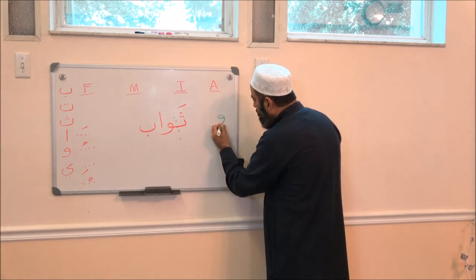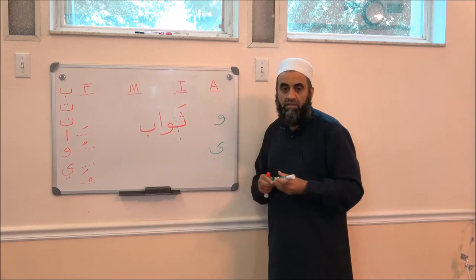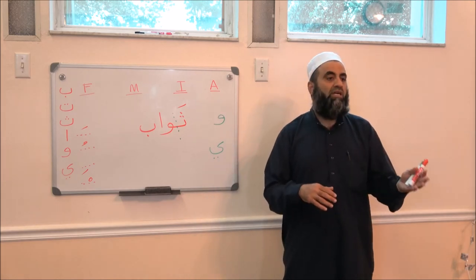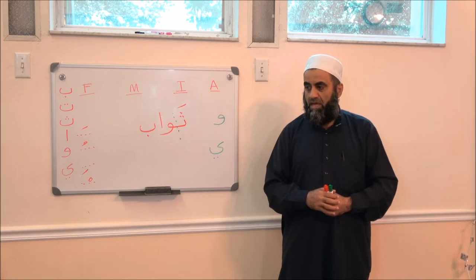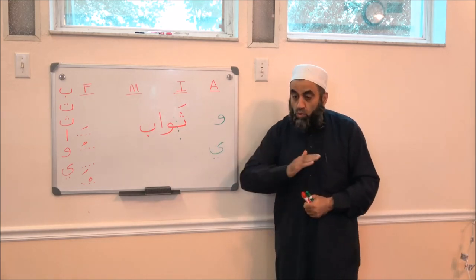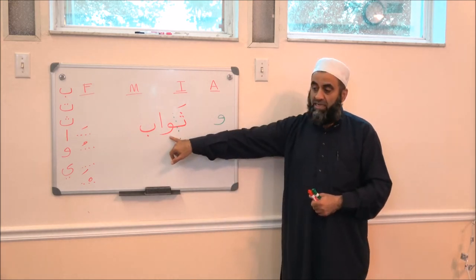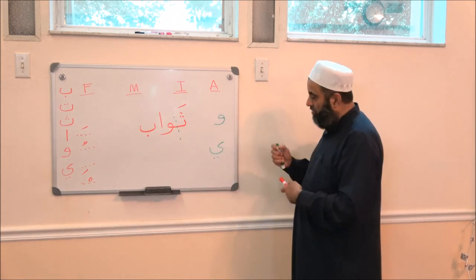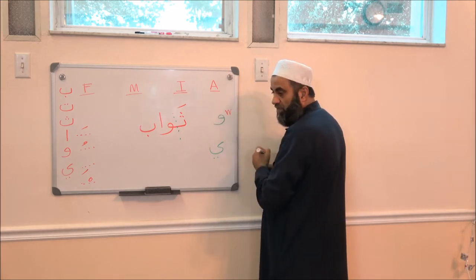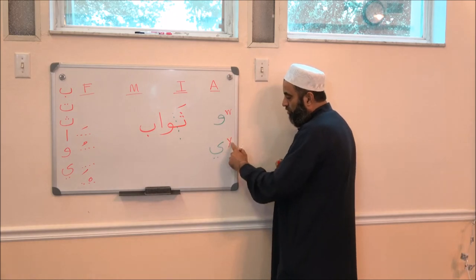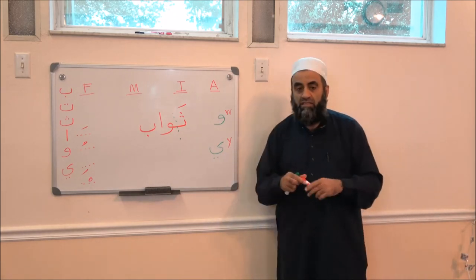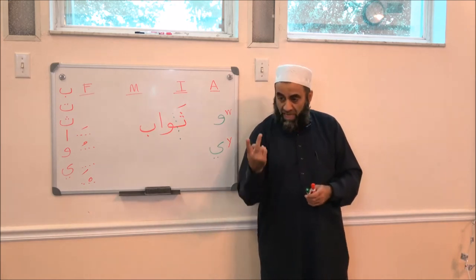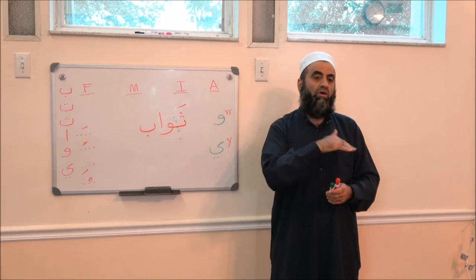The two letters waw and yaa sometimes sound like consonants and sometimes sound like long vowels. How do I know if it is going to sound like a long vowel and not like a consonant, like a W? When this sounds like a consonant, it carries the sound of a W, and when this one sounds like a consonant, it carries the sound of the Y. The rule says there are two conditions for these to sound as a long vowel and not like a consonant, because they have the dual ability. They may sound like a consonant or a long vowel.